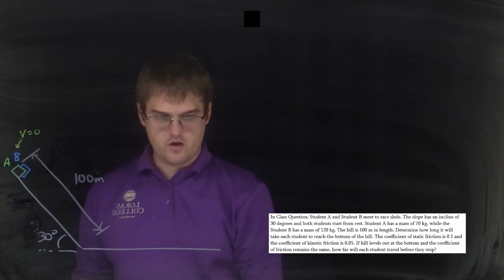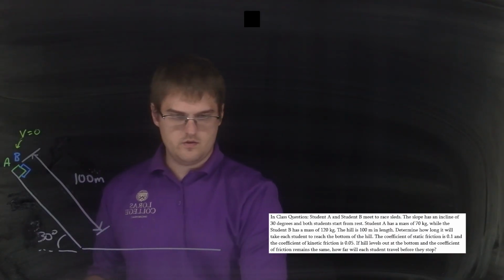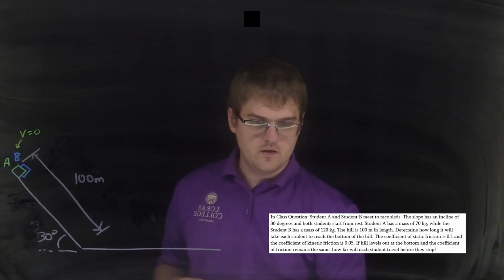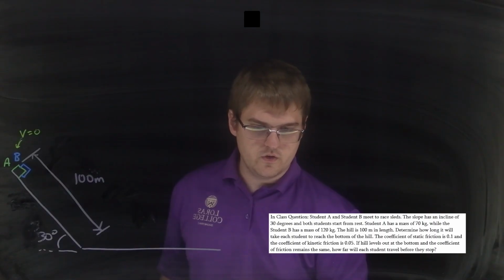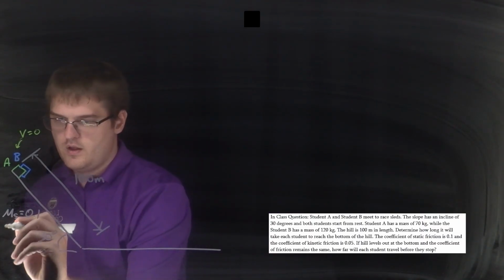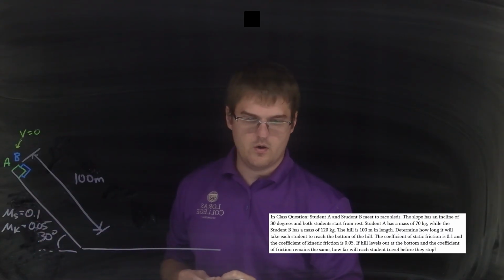We are also given the values for the hill. We are told that the hill has a coefficient of static friction, so μs is going to be equal to 0.1. And our coefficient of kinetic friction is going to be 0.05. We shouldn't end up needing static friction because we are moving throughout all of this.